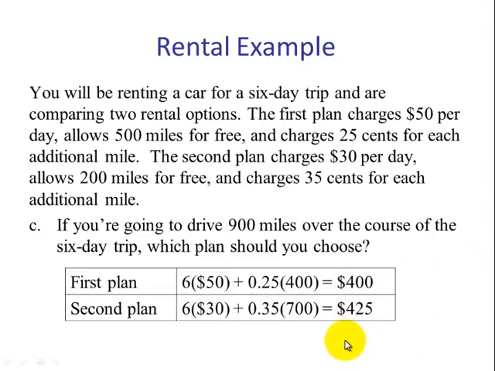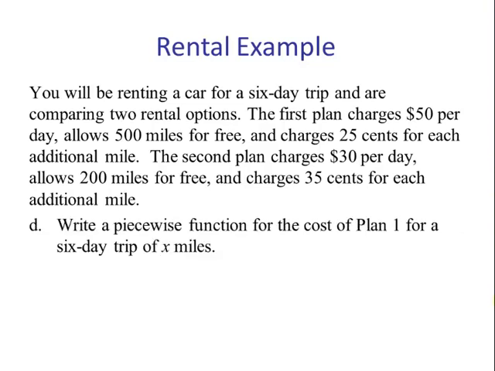Second plan, 6 times 30 plus 0.35 times 900 minus 200, which is 700, gives us 425. So if you drive 300 miles, the second plan is cheaper. When you drive 900 miles, the first plan is cheaper.